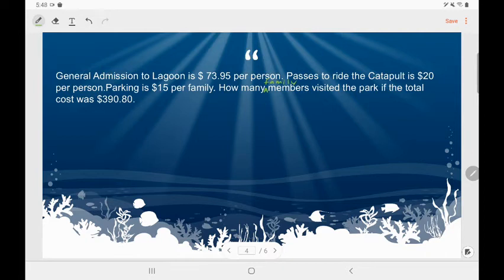Well, first off, what I'm looking for is how many family members. So M equals number of family members.